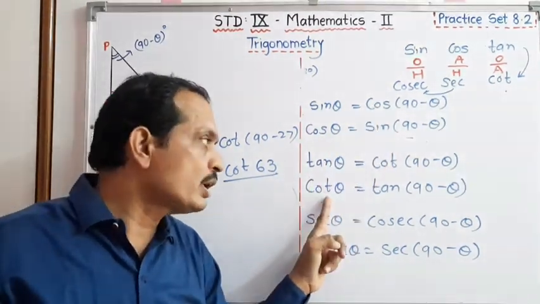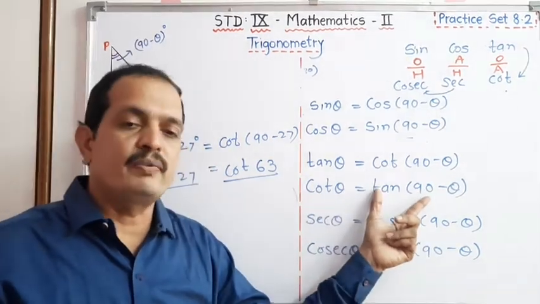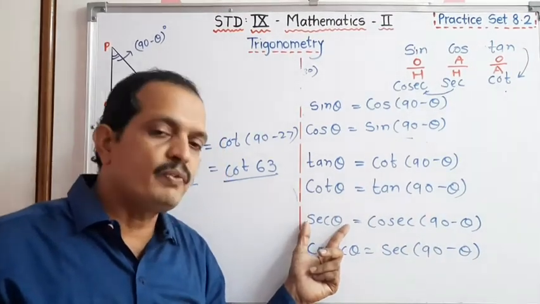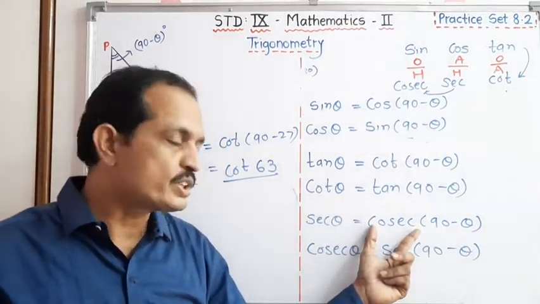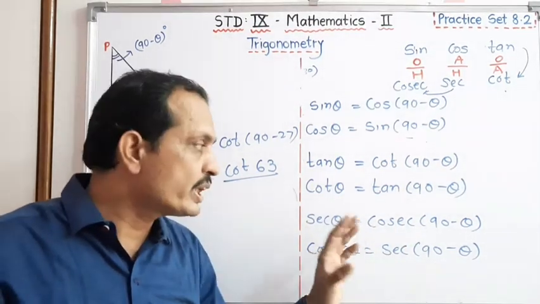Same thing about cot and tan. Cot 45 is equal to tan 45. Got it? Remember this. Same thing. Sec 45 is equal to cosec 45, and cosec 45 is equal to sec 45. That means we can interchange.